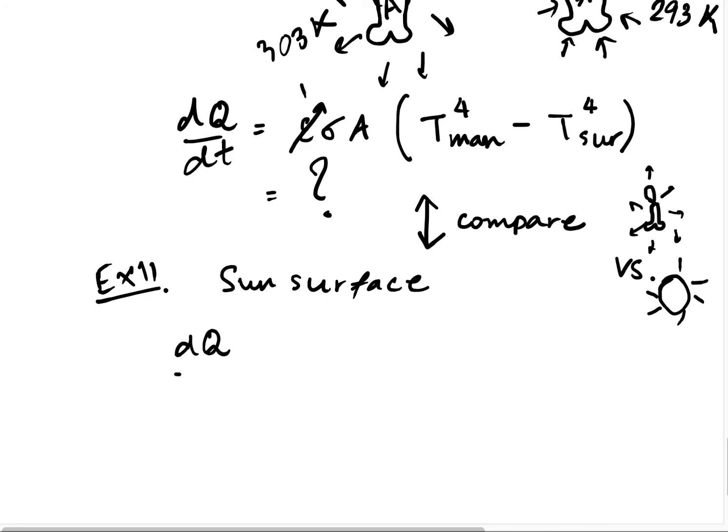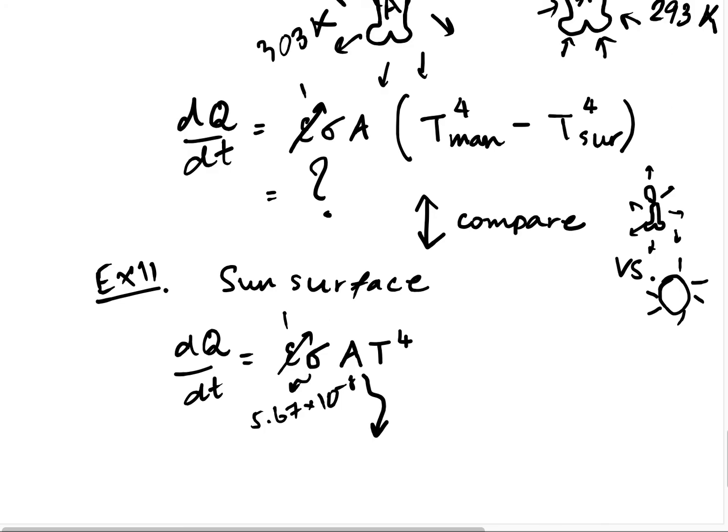They are pretty much the same here, right? So dQ/dt is epsilon sigma A T to the 4. But there is a really huge difference in numbers. This constant is the same, emissivity is the same, Stefan-Boltzmann constant is the same, but then the surface area of the sun differs.